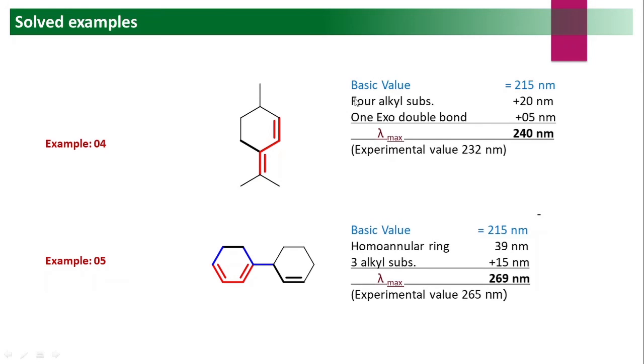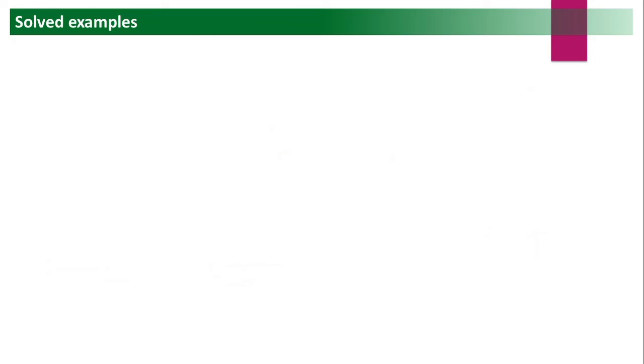So in this way we have to solve the problems. Find out the systems, write down that system, write down the value for that one and make the addition. Basic value, 4 alkyl substituents, then 1 exo double bond and then addition. This value is not provided to us. Now I will see problem number 6.